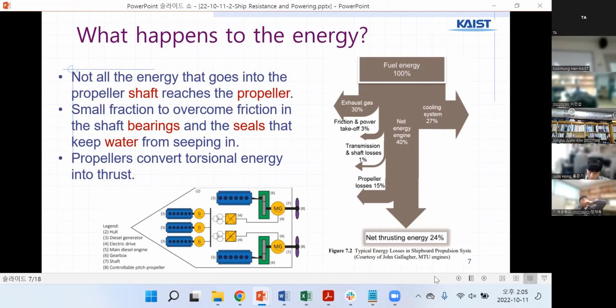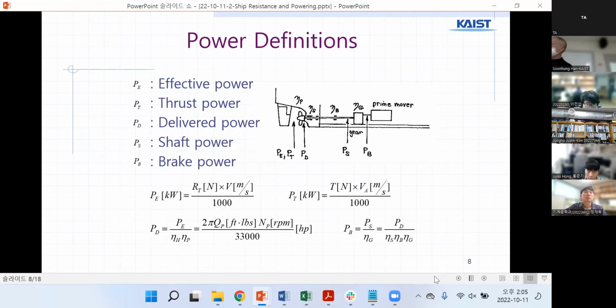This one is the arrangement of the engine: two diesel engines, gears, and shaft. And this is a gearbox. And there's also a propeller here. Electric motor, is it? Anyway, how can you reduce the energy loss?